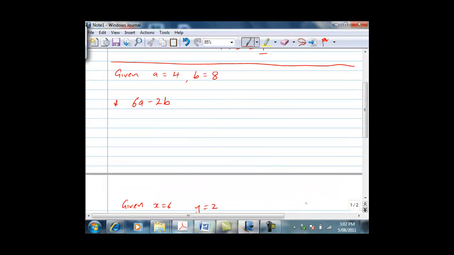Let's have a look at this last question. 6a minus 2b, the values of a and b are given. Let's start substituting. A is 4 and the value of b is 8. Following BODMAS, multiplication must be done first. 6 fours are 24, 8 twos are 16. There's a subtraction between them, and we just take that away, and the answer comes out to be 8.